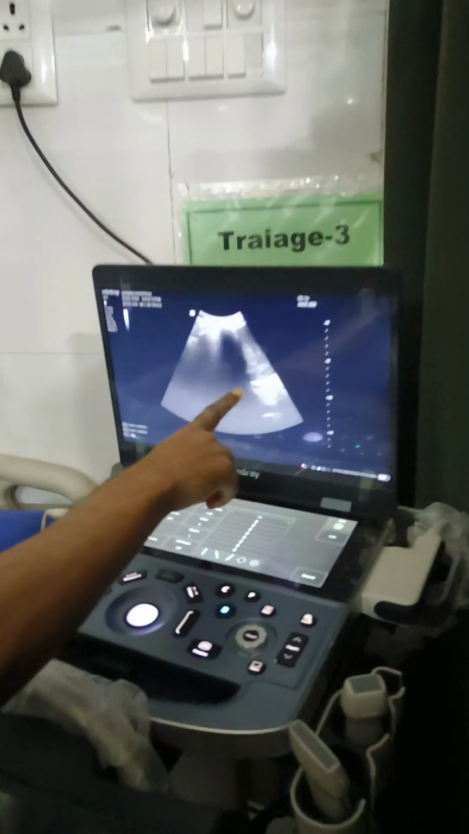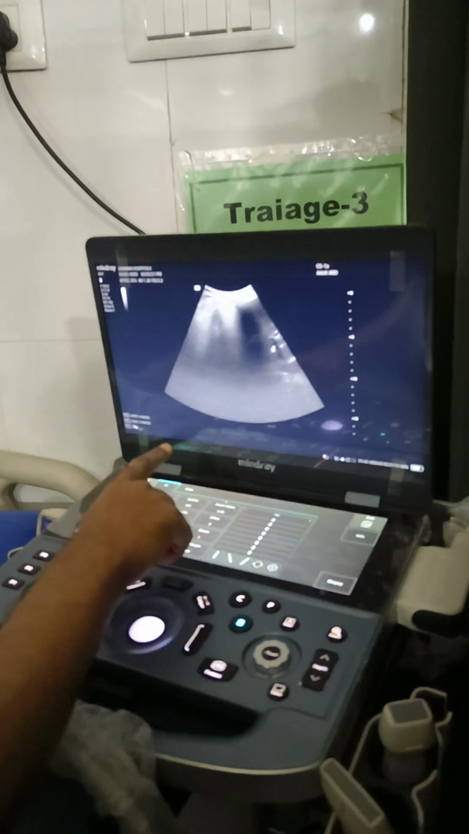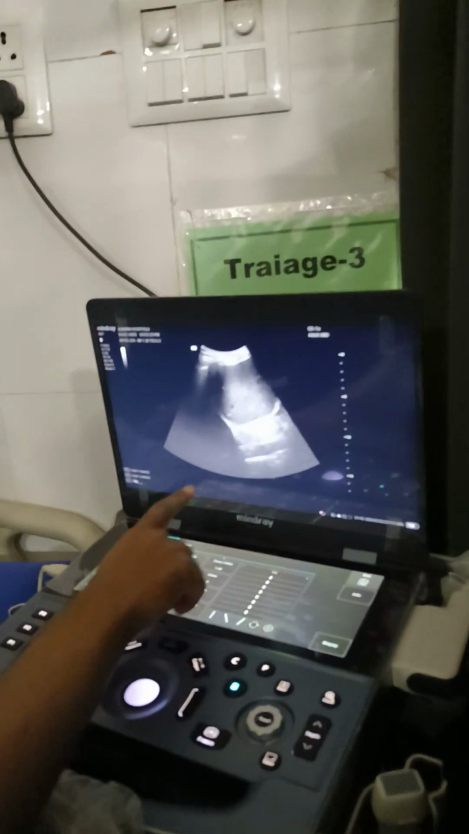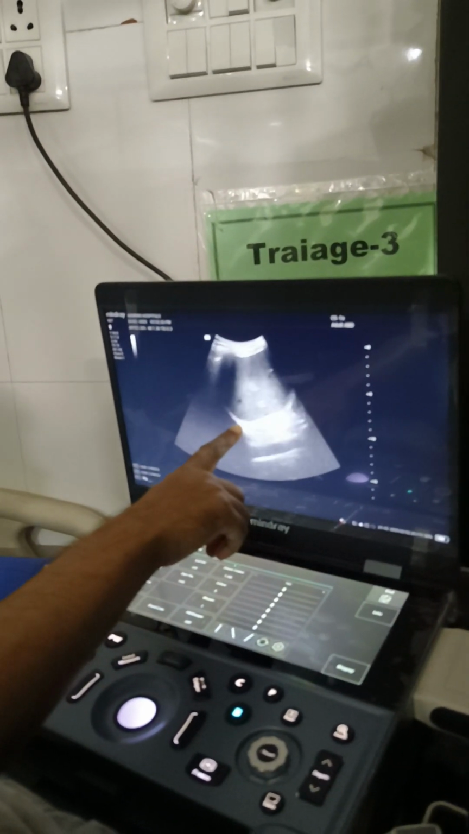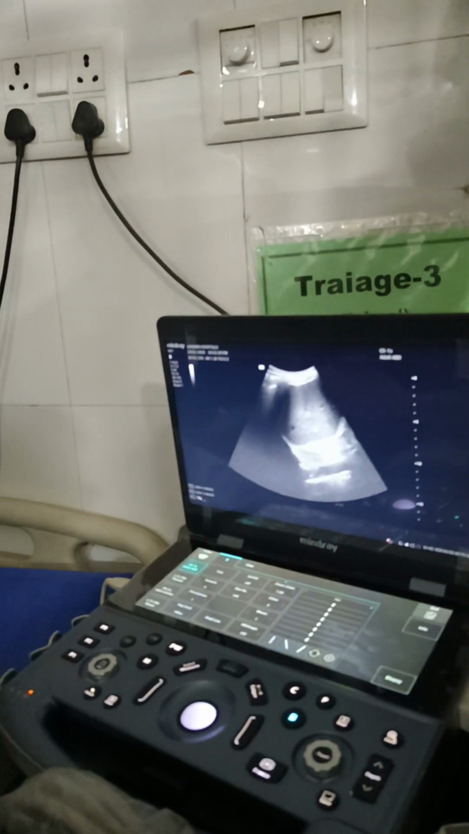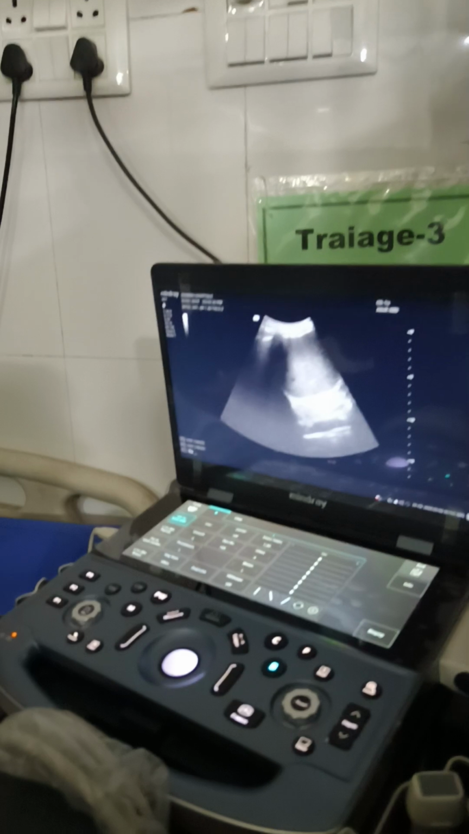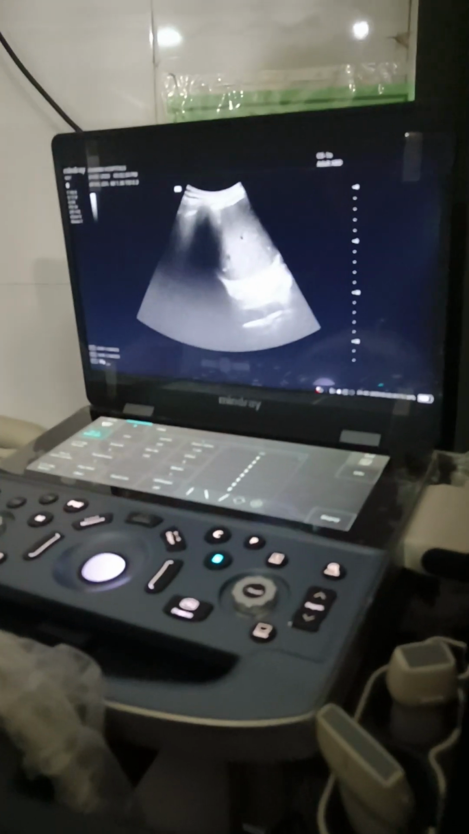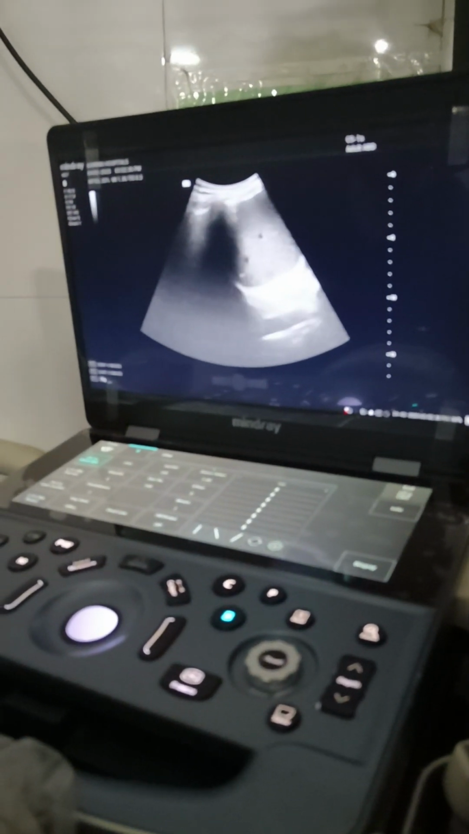So here we can see the liver and this bright line is the right dome of diaphragm. So with every breath, the liver is being pushed downwards by the diaphragm due to normal quiet breathing.